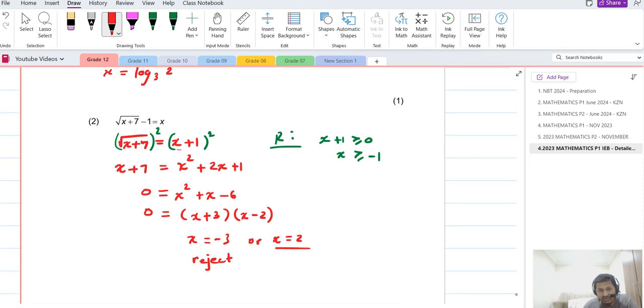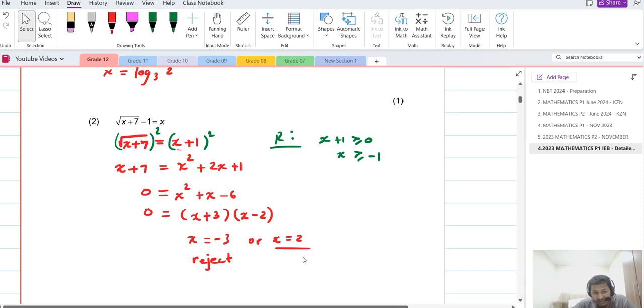You can try substituting negative 3 in the original. We can't have negative 3 here, because the square root of anything is positive. So this is negative 3 plus 7, which is 4. Square root of 4 is 2. 2 minus 1 is 1. So 1 on the left hand side and negative 3 on the right hand side. You can clearly see that it is failing. So the only one that works is the number 2.